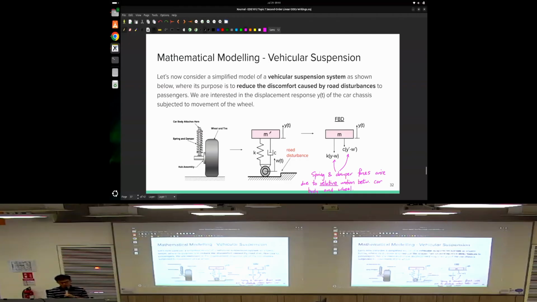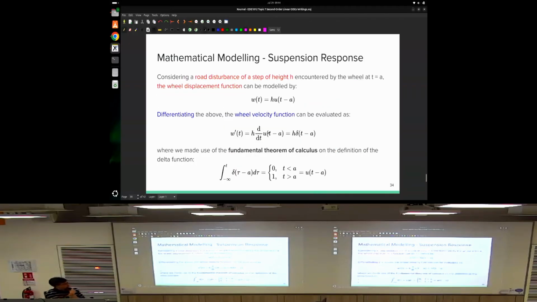Okay, so we are really trying to minimize or modulate the transmission of the disturbance from the wheel to the chassis. Because if you do not have this suspension system, then you are assured that the disturbance is going to get transmitted to the passengers directly. Then you are going to have a very harsh and uncomfortable ride. So now we are going to expand how we define the wheel displacement and the wheel velocity dependent on the type of road disturbance that the wheel is encountering.